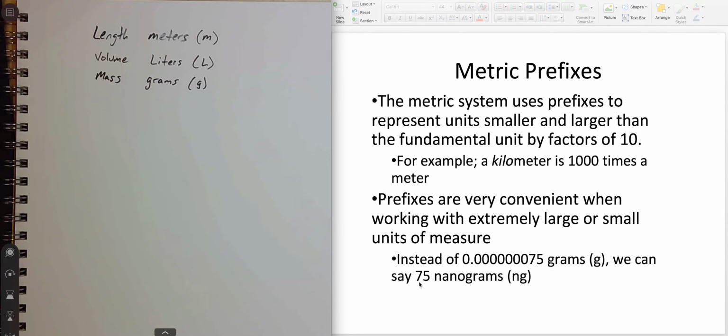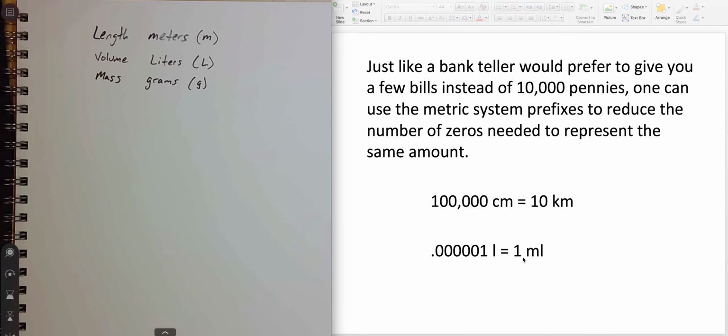It's basically 1 times 10 to the minus 9 for anybody that knows what that means yet. But yeah, that's how we'd end up writing it out, is 75 nanograms, because that's a lot easier than saying 0.000000075 grams. This is just a little, hey, you're going to go to the bank and get 10,000 pennies? Probably not.